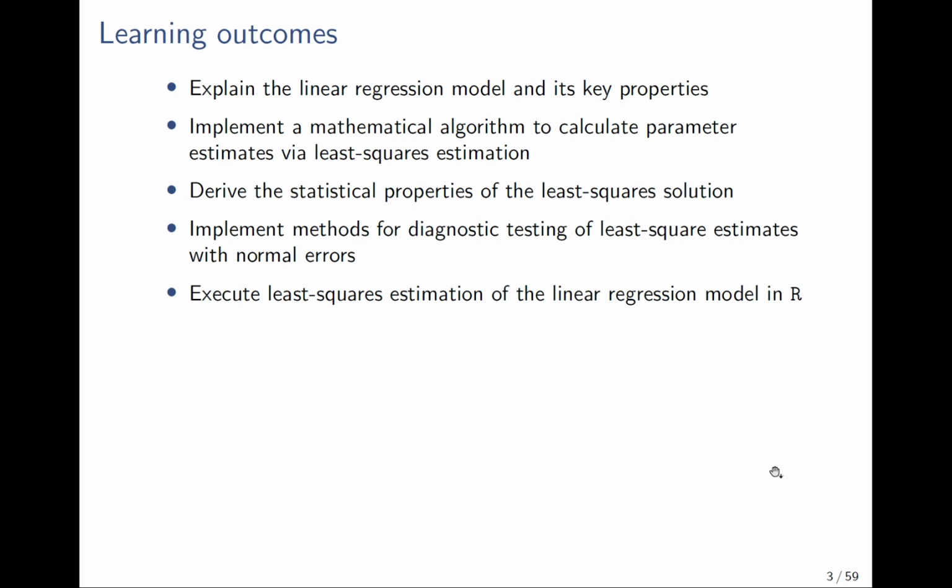In terms of learning outcomes, at the end of this lecture, you should be able to explain what the linear regression model is and describe its key properties. I want you to be able to implement ordinary least squares, a mathematical algorithm that we're going to use to calculate parameter estimates or estimate parameters. I want you to be able to derive the statistical properties of the least squares solution using the theory of probability and the theory of inference that we covered previously in lectures 1 and 2.